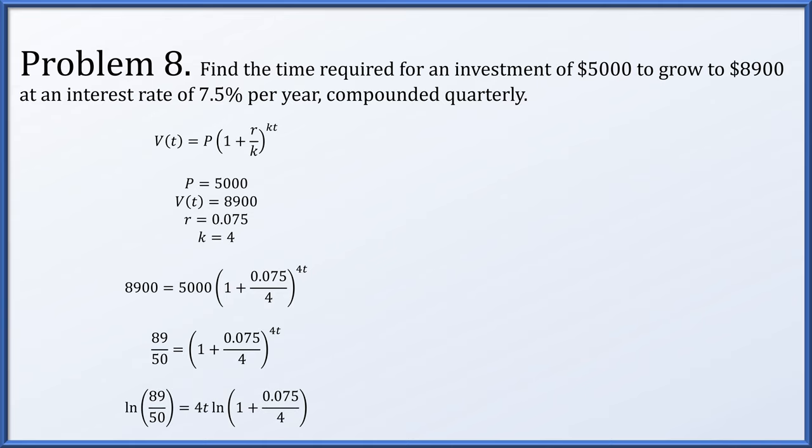Take a log of both sides. Then that exponent for t can be brought out as a scalar factor. So the log of 89 over 50 is equal to 4 times t times the log of 1 plus 0.075 over 4. Solving for t, we just need to divide both sides by 4 and divide both sides by the log of 1 plus 0.075 over 4.